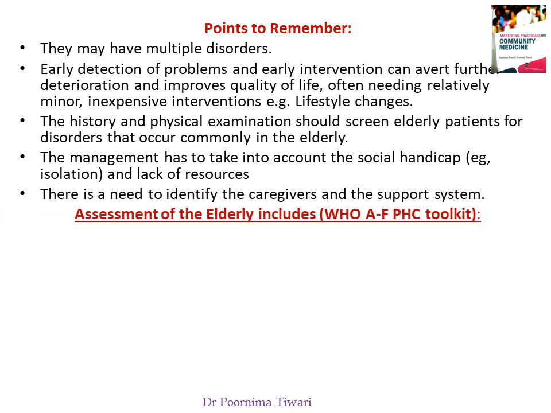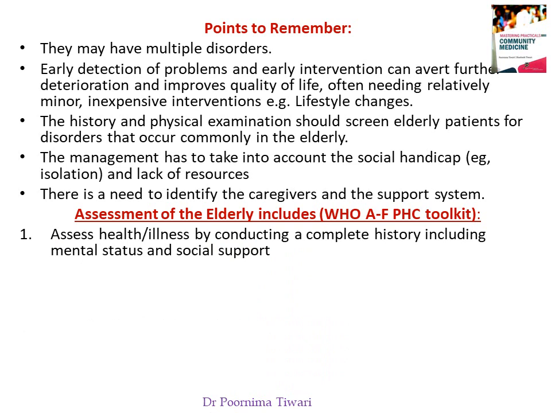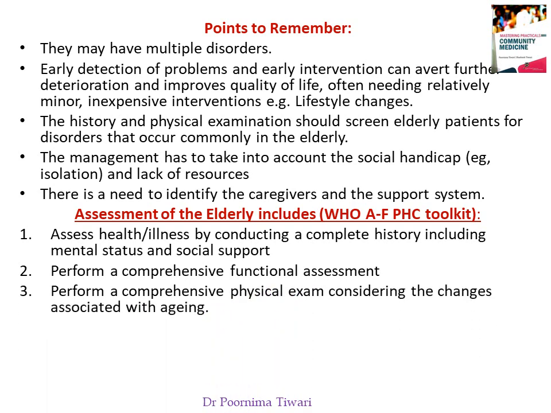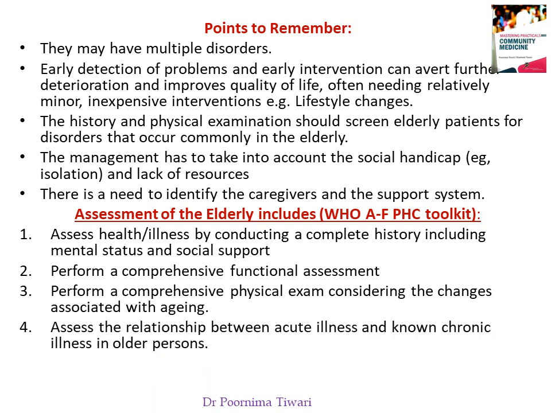WHO says that the assessment of the elderly should include the following 4 points. First, assessing the health by complete history and examination. Second, we have to perform a comprehensive functional assessment, that is, how functional the elderly is in day-to-day life. Then performing a comprehensive physical examination. And finally, assess the relationship between the acute illness with which the elderly has presented and the known chronic illnesses that are already diagnosed in the case.